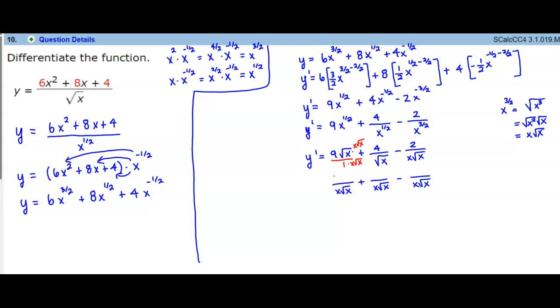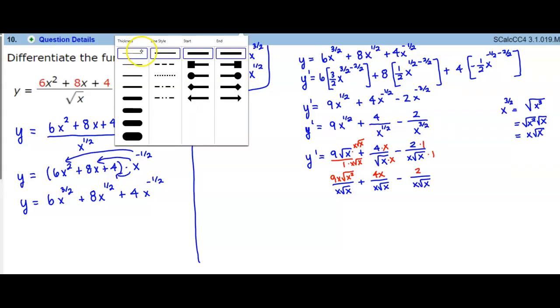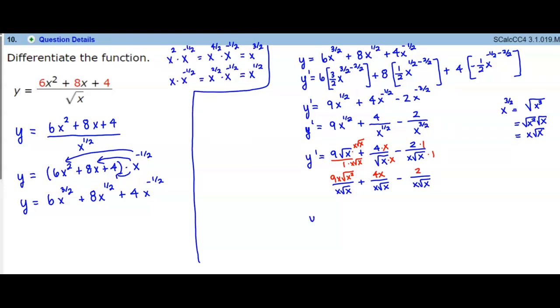So in the numerator, we have 9 times x times the square root of x squared, plus over here we need to multiply this by an x, so this is going to give us 4x. And then here we're just multiplying it by 1, so 2 times 1 is going to give us 2. So now let's go ahead and simplify it a little further. So we have y prime, okay, well in this case here we can simplify this x and this x.